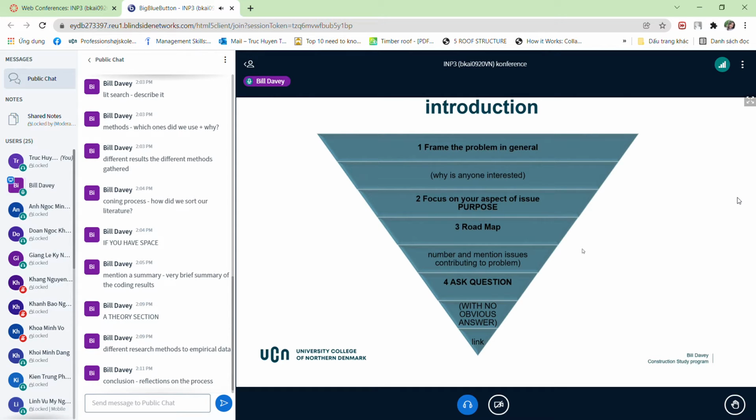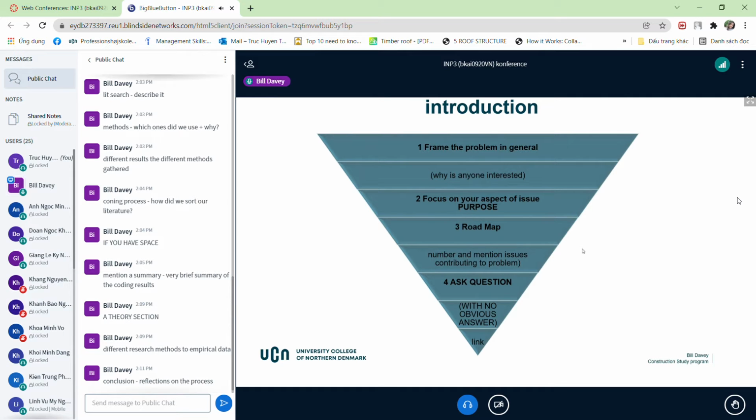And that's why underneath it says number and mention the issues. So you say first, F-I-R-S-T, first, blah, blah, blah. Second, blah, blah, blah. Third, blah, blah, blah, like that. So that the reader knows there are 4 issues. Then you put in your big question, the one which is your problem formulation question.